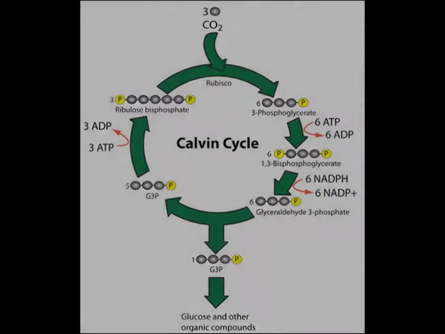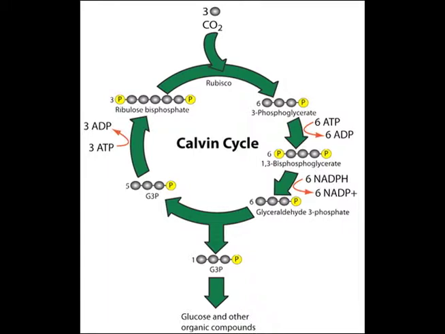Next is the Calvin cycle. This is the second phase of photosynthesis that is light-independent. The first step of the Calvin cycle is carbon fixation. This is where the 6 CO2 molecules combine with the 5 carbon compounds to form 12 3-carbon molecules.